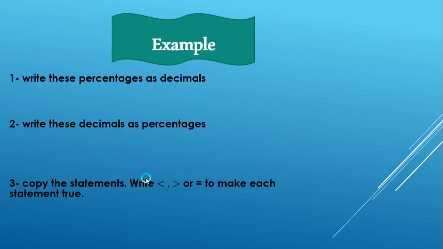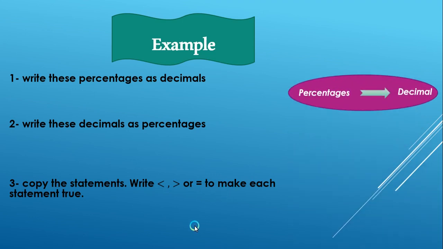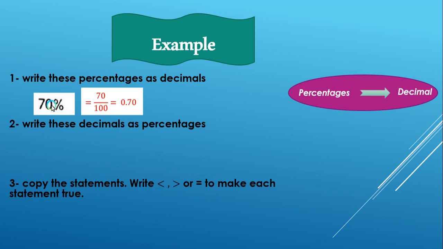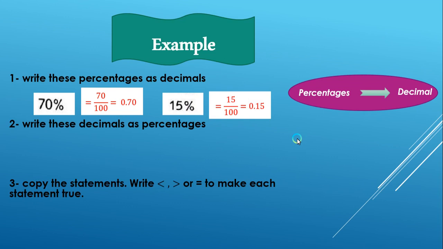So I have this example. Write this percentage as a decimal, write the decimal as a percentage, and the last one I have to compare, to make greater, less or equal. So first one, percentage to decimal. What I have to do here, I have a percentage, I need a decimal. I will just divide by 100. So 70 divided by 100 equals 0.7. And 15% also I will divide by 100, it will be 0.15.